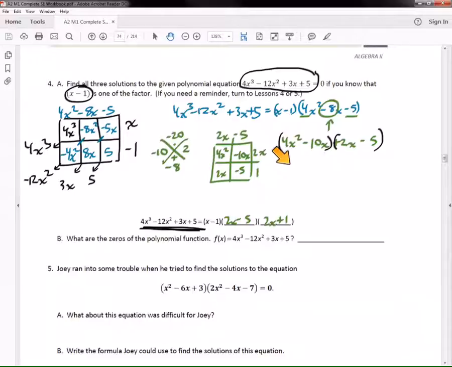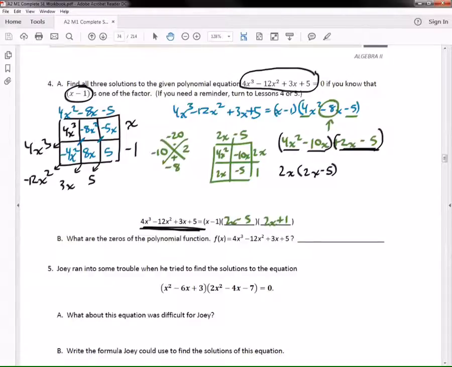To group, you group the first 2 terms, then you group the last 2 terms. And then you look at the first 2 terms and you say to yourself, what can I divide both of those by? And you say to yourself, 2x. And so you take a 2x out. You divide this by 2x and you get 2x. You divide this by 2x and you get a negative 5.